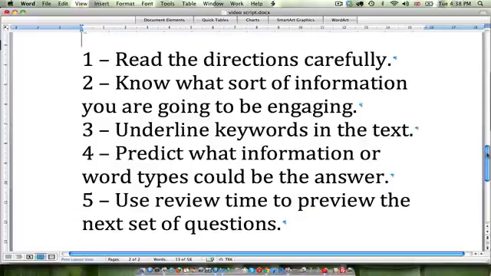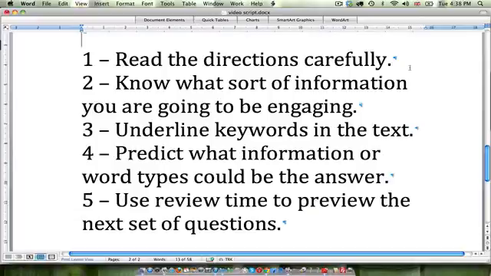Now, a couple of specific strategies to follow while you listen. The recording will give you some time to read the questions before you begin, so it's essential that you read the directions carefully. And as you know, sometimes you will be instructed to write only one-word answers, sometimes you will be allowed to write three-word answers, sometimes you are choosing answers from a list. So it's very important that you read and understand exactly what it is you're supposed to do.